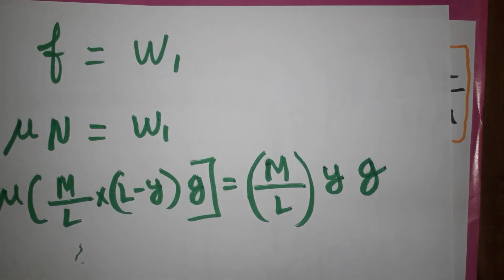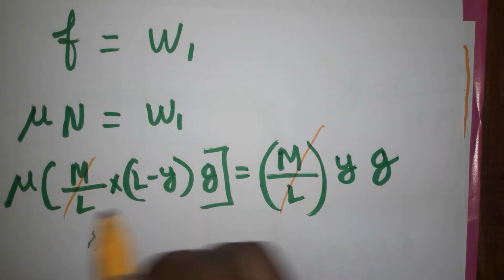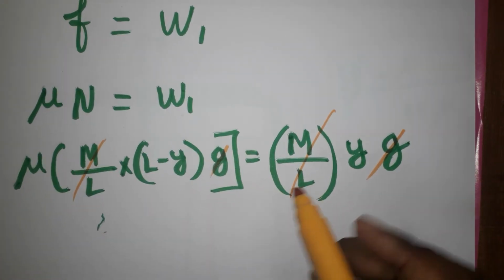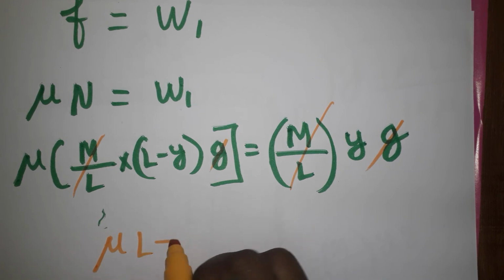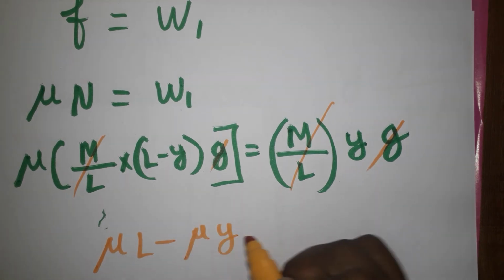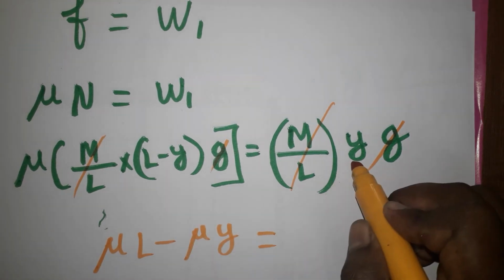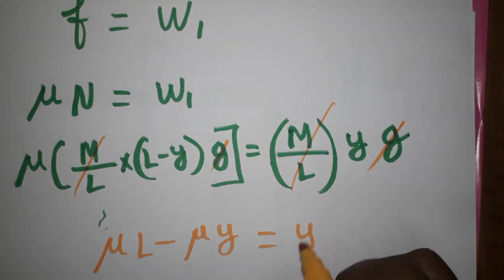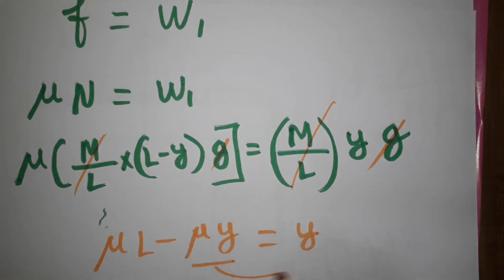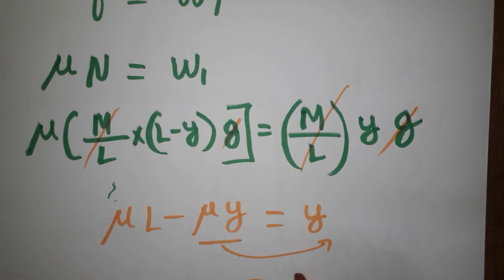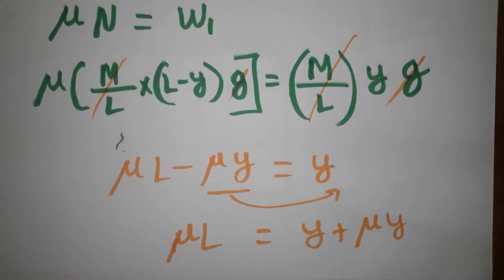So this is what we want to derive. m by L cancels, g cancels. Now simplification: mu times L minus mu into Y is equal to Y. We are going to calculate Y only. If you bring the left side to the right side, you get Y plus mu Y is equal to mu times L. What is the next step? The final solution we will get with the next step.